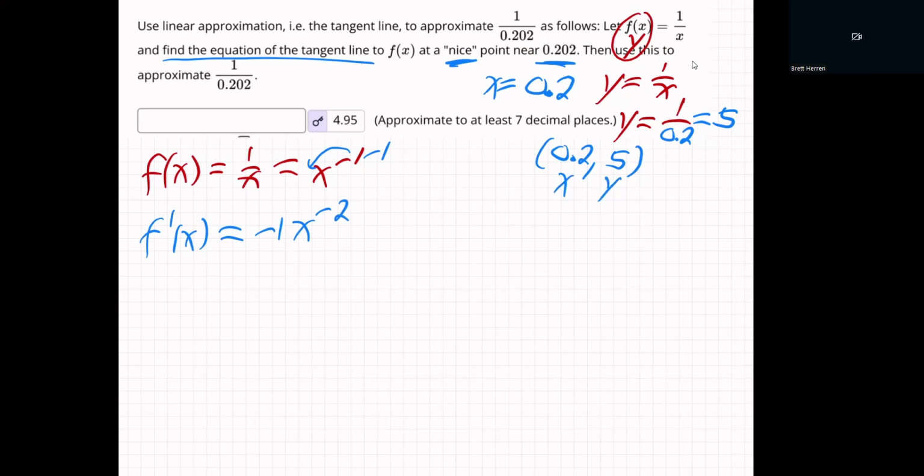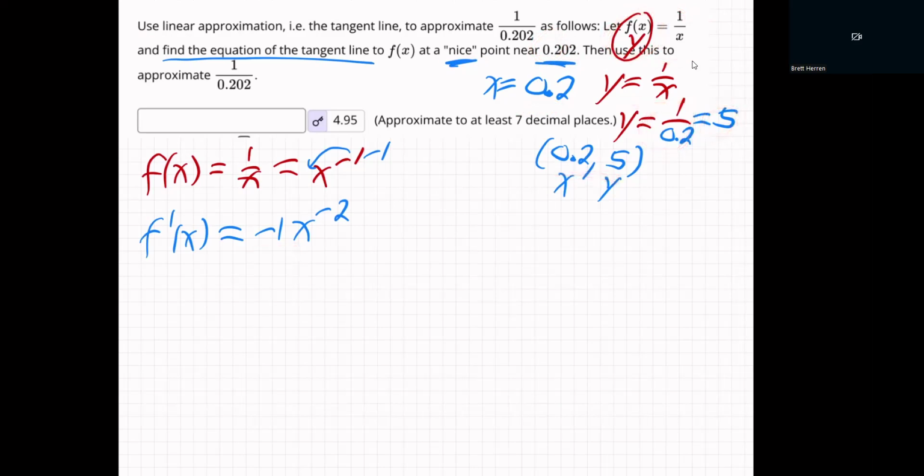All right, so again, how do we figure that out? They said a nice point near 0.202. That means 0.2. So whatever they give you, just take the first decimal. That's something nice. It's nice in the sense it's clean. It doesn't go on and on like 0.202, it's just 0.2. And then plug that into the original function, because function values are y values, to find the y that goes with it. 1 over that is 5. So there's the x, y.